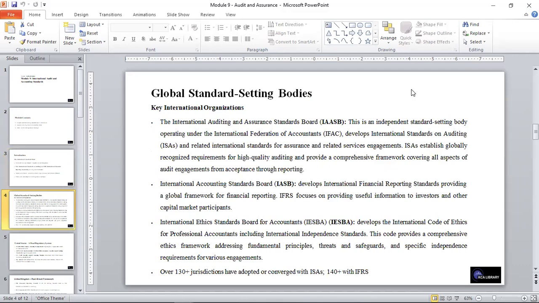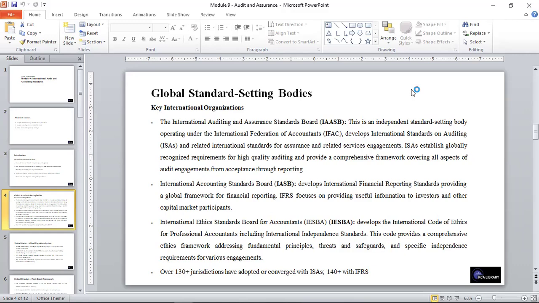Let's look at the global standard-setting bodies. We have some key international organizations vested with this. The first is the International Auditing and Assurance Standards Board, an independent standard-setting body operating under the International Federation of Accountants, which develops international standards on auditing and related international standards for assurance and related service engagements. The International Standards on Auditing establish globally recognized requirements for high-quality auditing and provide a comprehensive framework covering all aspects of an audit engagement, from acceptance through reporting.